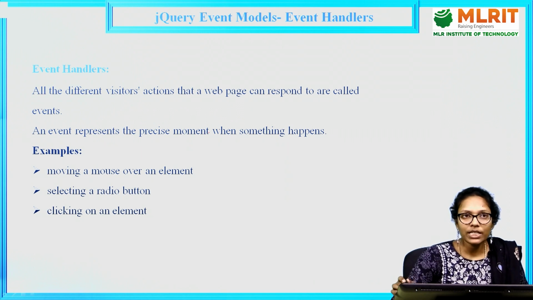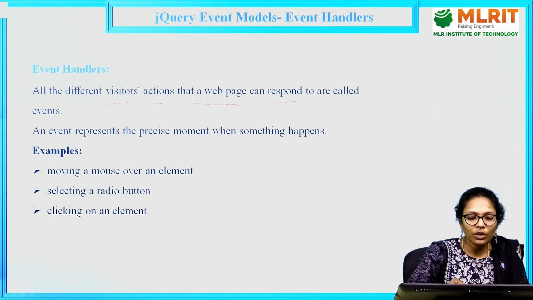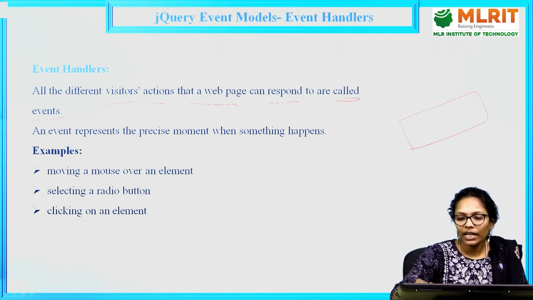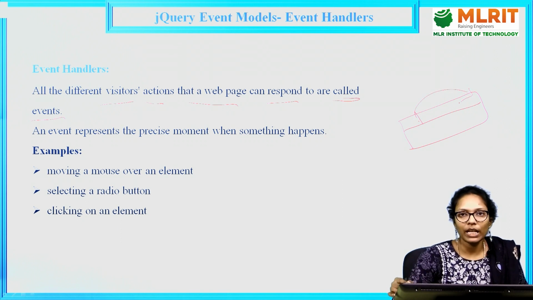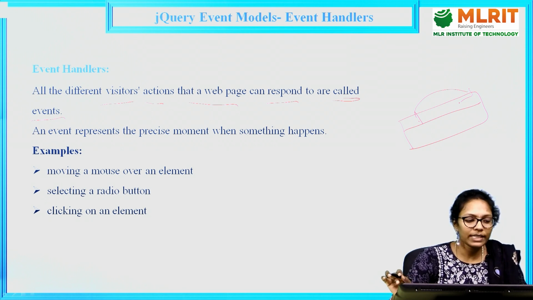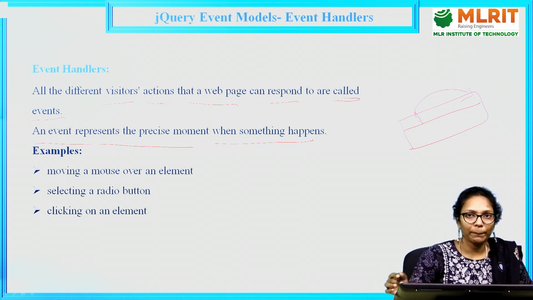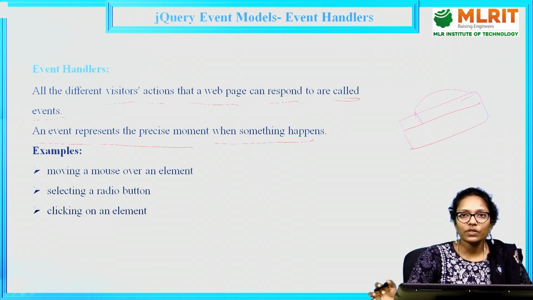So what about these event handlers? All the different visitor actions that a web page can respond to are called events. For example, I have a web page, and if I click on some button, something will happen. That is called an event. Whenever the user does some action, that is called an event here. An event represents the precise moment when something happens. Whenever there is some change in the user's action, an event will occur.